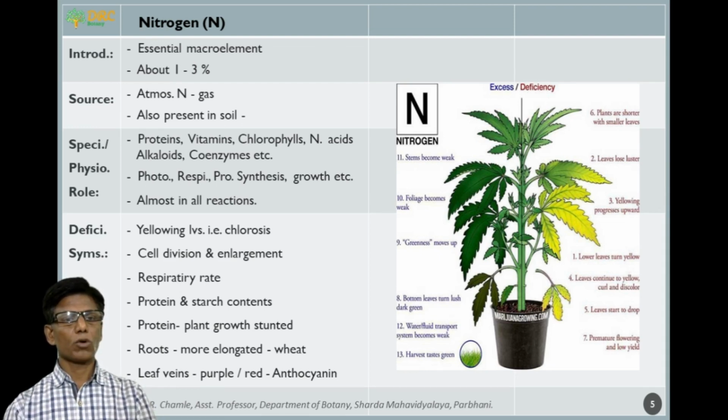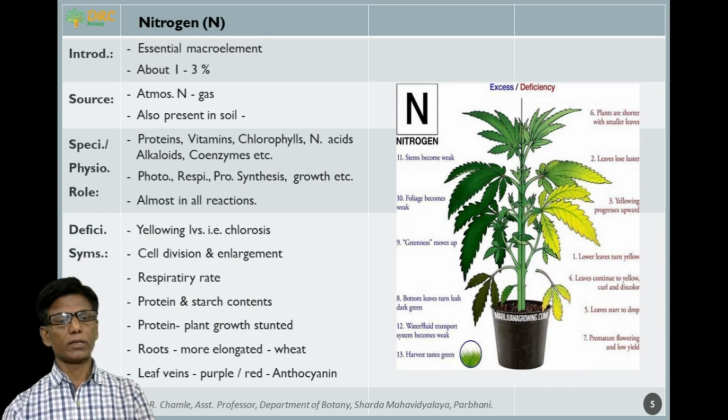Due to the deficiency of nitrogen, yellowing of leaves takes place. When the green tissue turns yellow, it is called chlorosis. Then inhibition of cell division and cell enlargement takes place. The respiratory rate also decreases. Then the protein and starch contents are also reduced. Due to the reduction in protein contents, the plant growth becomes stunted.